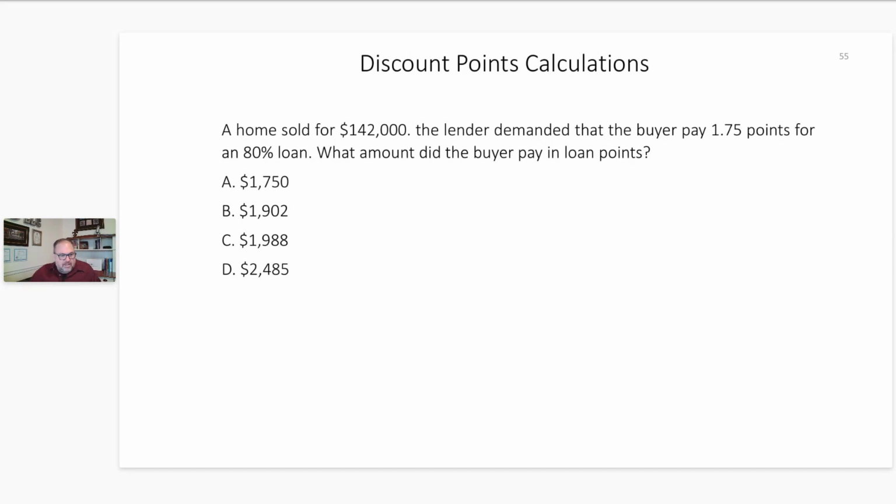Don't forget, this is one of these test questions where a home sold for 142. Typically, many people will go straight to 142 times 1.75, and they'll have that answer down, which is 2485. It's like the lead-based paint question we just read. They look at the price times the amount of points, and they don't register that I need a loan amount, not the price of the home. Why didn't they just put the loan amount in there? Because they want to see if you understand how to get the loan amount and understand the principle of points being based on the loan amount.